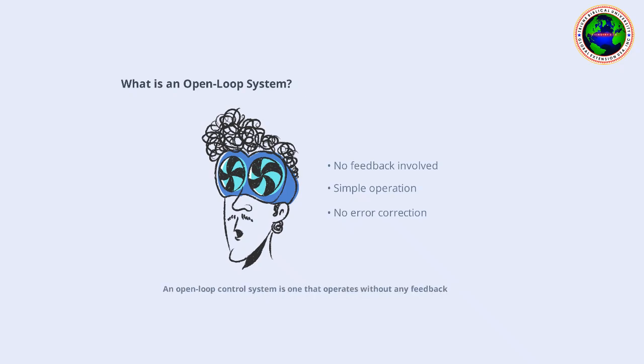An open-loop control system is one that operates without any feedback. In other words, it doesn't measure its output or make any corrections based on what actually happens. The system simply follows a set of instructions, regardless of the outcome. This makes open-loop systems straightforward and easy to design, but it also means they can't adapt if something goes wrong.